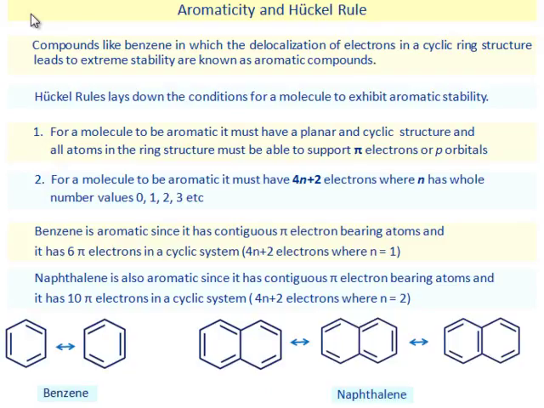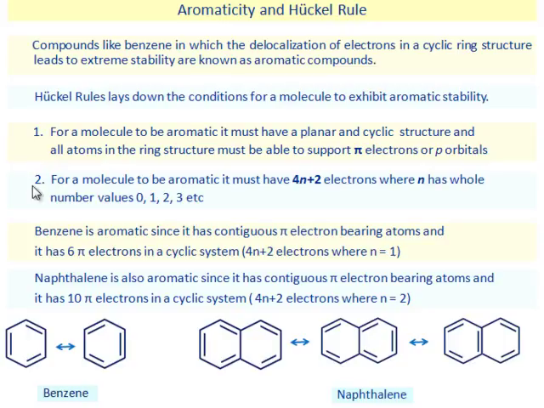Aromaticity and Hückel rule. Compounds like benzene, in which the delocalization of electrons in a cyclic ring structure leads to extreme stability, are known as aromatic compounds. Hückel rules lay down the conditions for a molecule to exhibit aromatic stability. Rule 1. For a molecule to be aromatic, it must have a planar and cyclic structure, and all atoms in the ring structure must be able to support pi electrons or p orbitals.